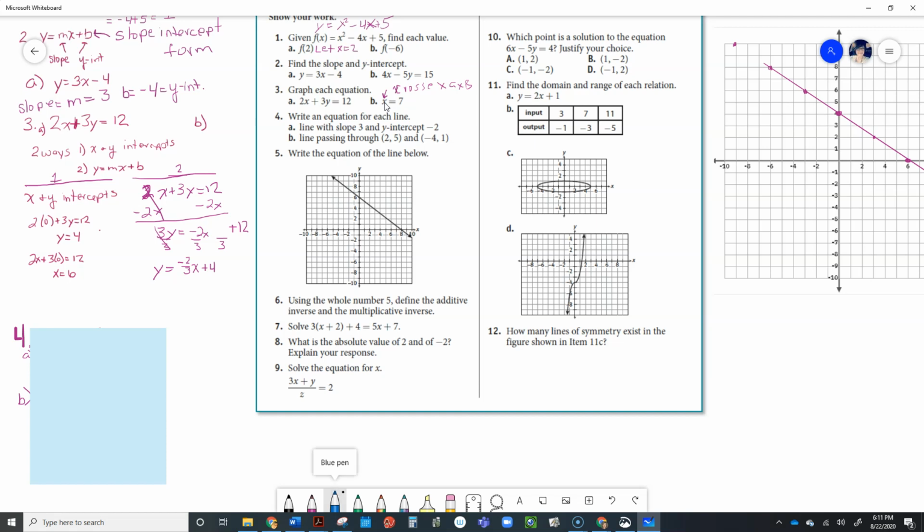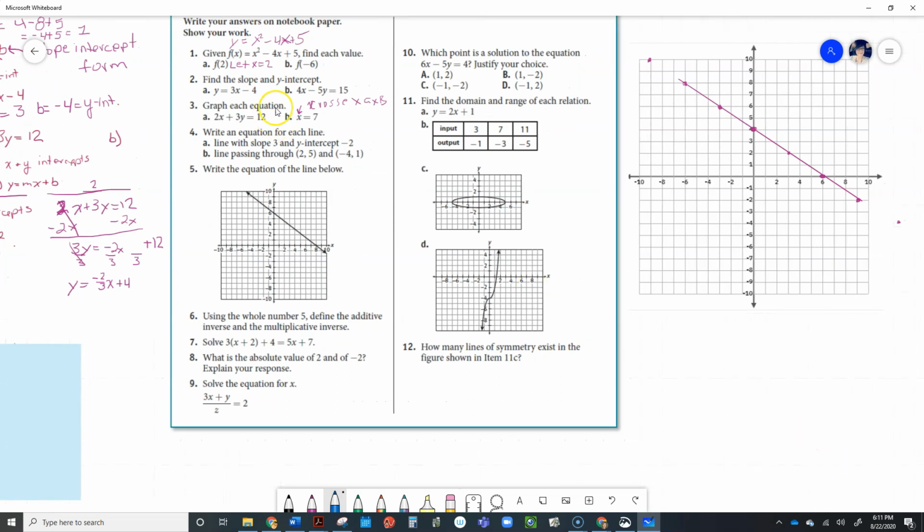So let me change colors for this one. Let me get this smaller thing. And it's crossing the x-axis because the x variable is being used. And it's crossing the x-axis at 7. So that means it's crossing the x-axis at 7. So there's a dot right here at 7, and it should be a vertical line, just like that.